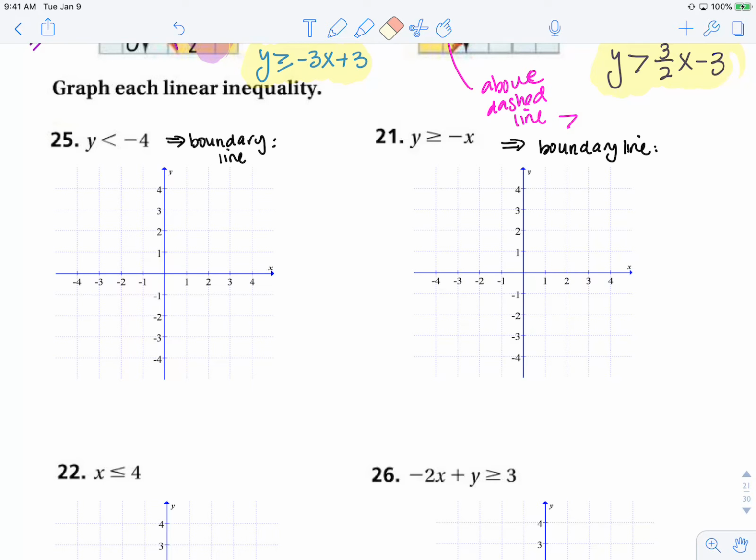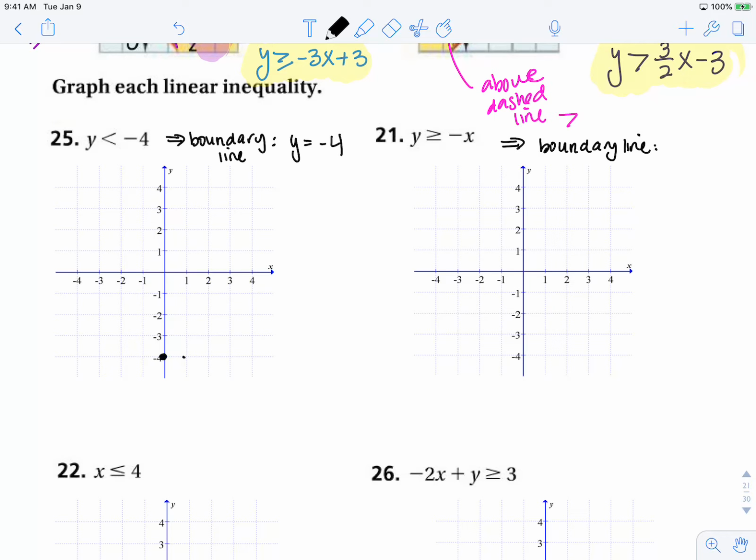Graph each linear inequality. When you first look at a linear inequality, the first thing you should look for is the boundary line that cuts my axis into a half plane. If I look at this linear inequality, the boundary line is y equals -4 if I replace the inequality sign with an equal sign. And y equals -4 is all points where y equals -4.